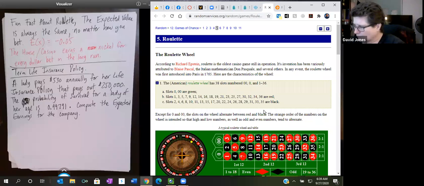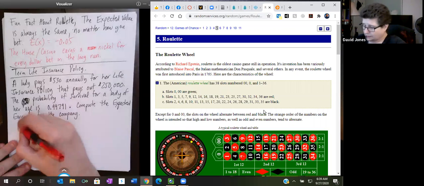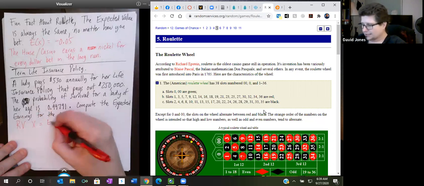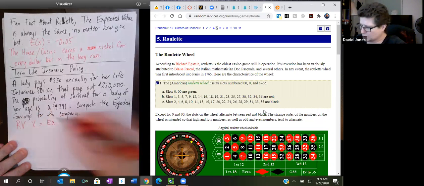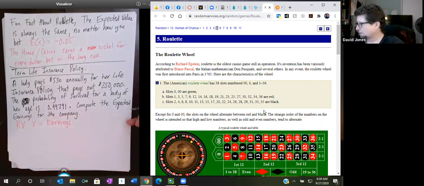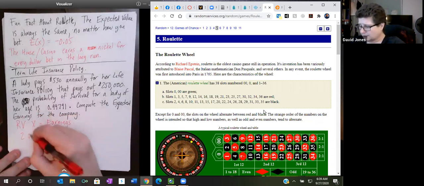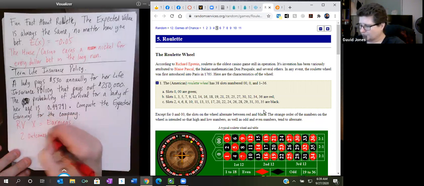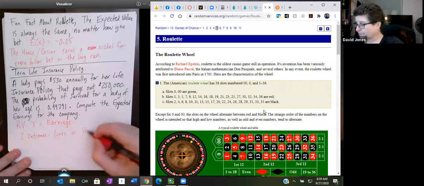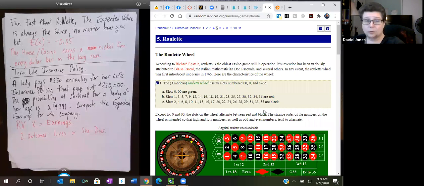So our random variable needs to be numerical. Let's make the random variable x equal the amount of earnings. That's what we're computing, the expected earnings. So we'll make our random variable earnings. And there's only two outcomes that the life insurance cares about: she lives or she dies. So let's make a table based on that.